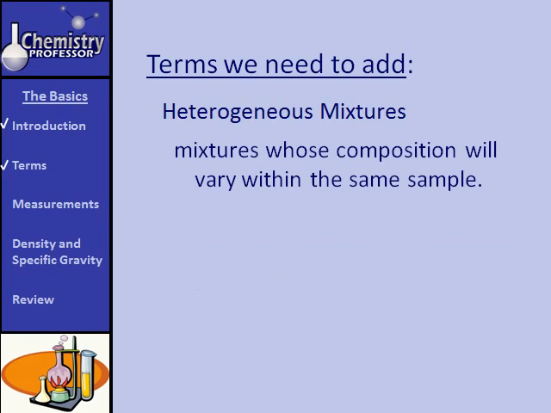Heterogeneous mixtures, however, are mixtures whose composition varies within the same sample, and you can often look at a heterogeneous mixture and see where one material stops and the other material starts. In other words, a heterogeneous mixture will have more than one phase. How about oil and water? Shake it up and you can begin to definitely see the two phases, can't you?